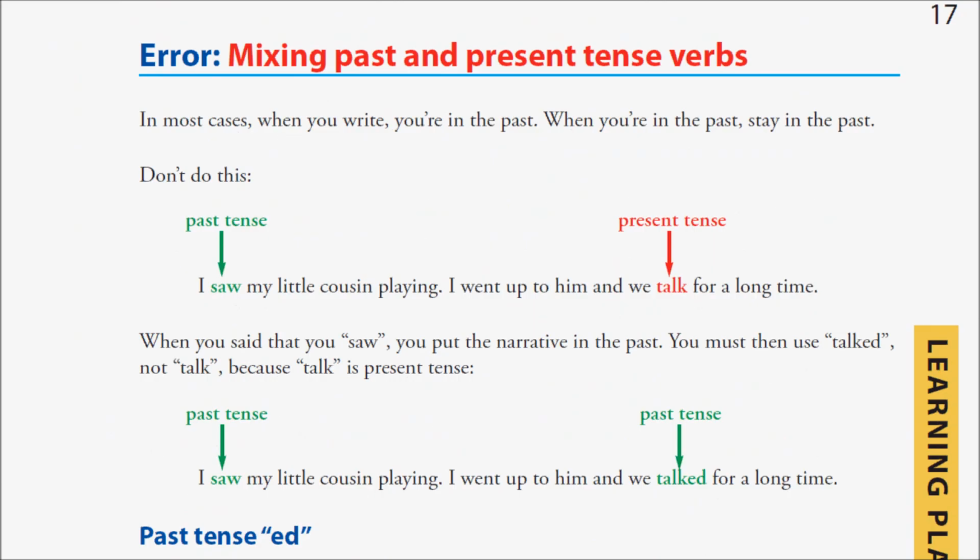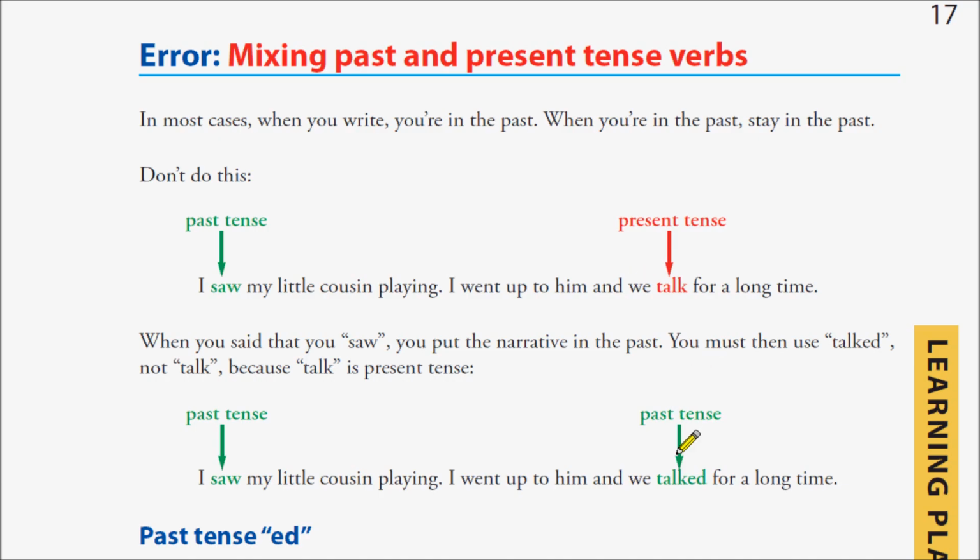Okay, the next thing is mixing past and present tense verbs. This is a really common thing, especially for people where English was not their first language, for some reason. I'm not sure exactly why. I'm not an expert on all languages, but I see this. I saw my little cousin playing. I went up to him and we talk for a long time. This is a really common mistake.